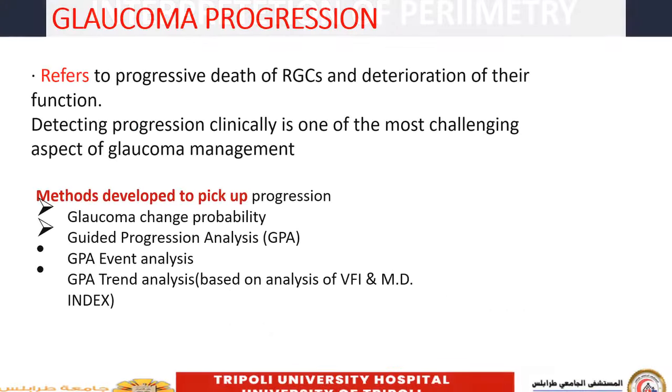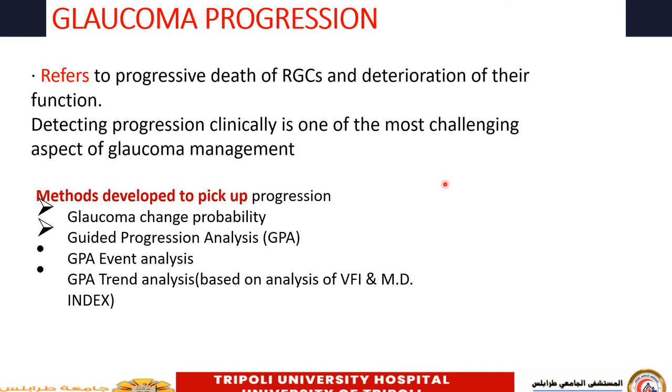Glaucoma progression, as simple as that, means that we determine the progressive death of retinal ganglion cells, and hence it will affect the retinal function. And clinically, to detect this progression is not simple, and is a very challenging aspect.